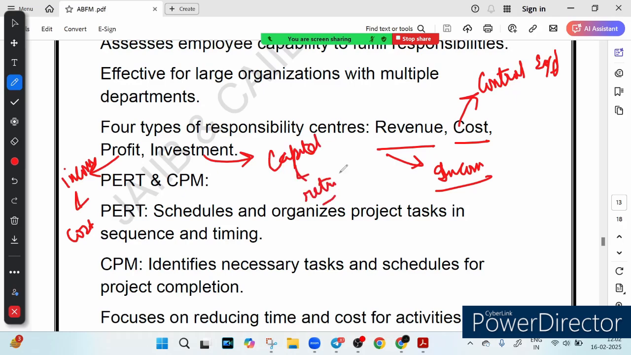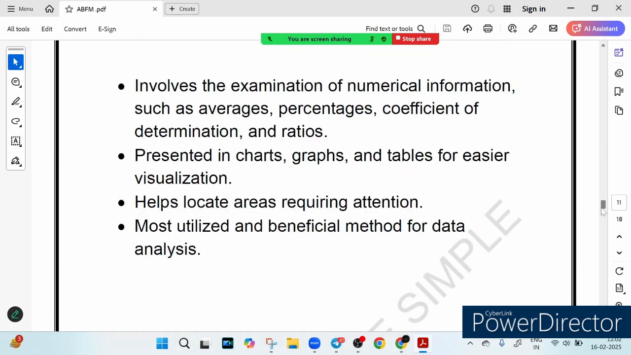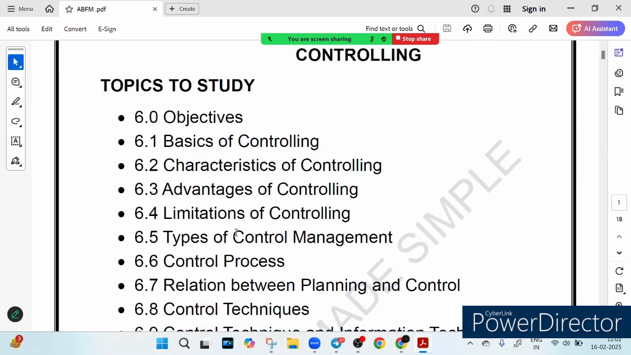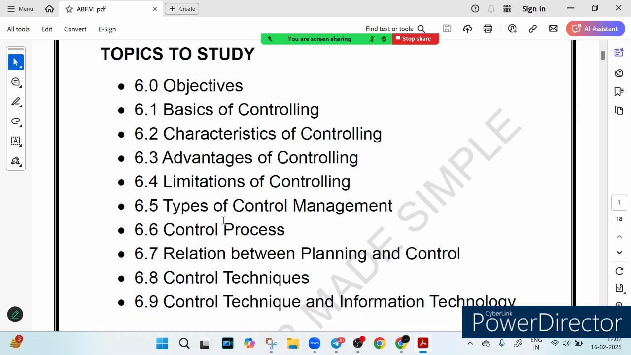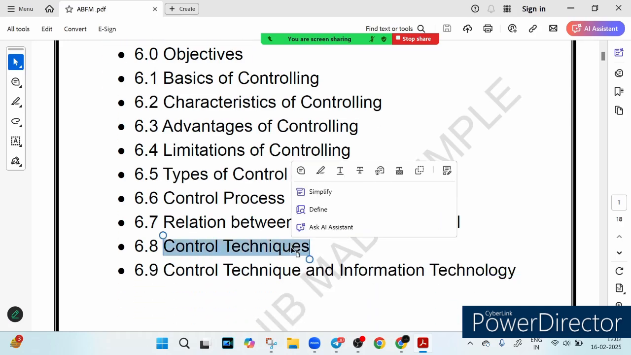So what we learned is that financial management techniques help track, improve and compare performance across departments, right? I hope so. What we learned is that ROI is not just a number, it is a powerful tool for financial success. Now PERT and CPM we will talk about in the next lecture. So let's end our first part here. What we have learned in today's session, just to give you a brief overview: we have seen basis of controlling, characteristics of controlling, advantages and limitations, types of control management, right? Presently we are in control techniques. This we are covering, and this is the largest topic, right? So we will cover everything else in the upcoming lecture.